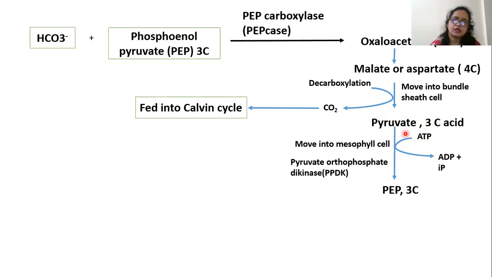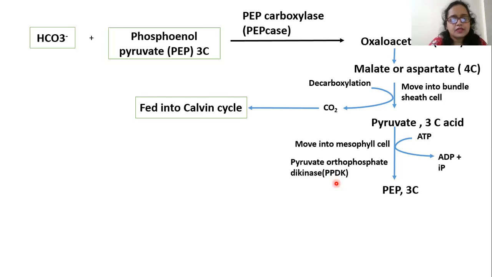This pyruvate again gets transported back into the mesophyll cell, where it converts into the PEP or phosphoenol pyruvate, which is a 3-carbon compound again. In this way, it completes the C4 cycle. And at this step, an ATP molecule is also used. ATP gets converted into ADP and an inorganic phosphate. So this ATP does the function of phosphorylation of this pyruvate to convert it into PEP, phosphoenol pyruvate. And this process occurs in the presence of an enzyme called pyruvate orthophosphate dikinase. In short form, we can say it as PPDK.